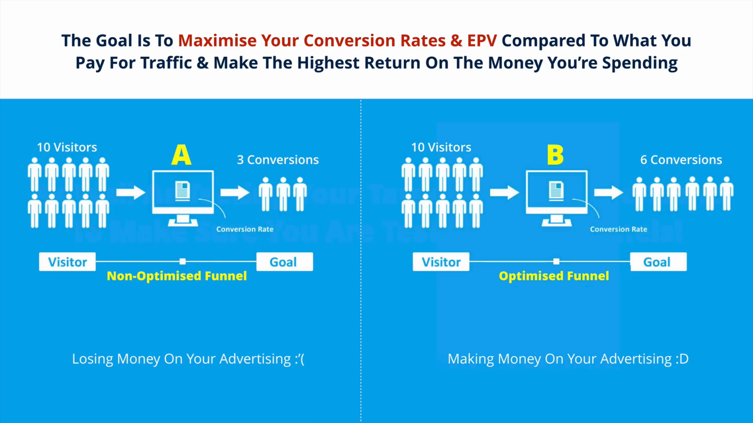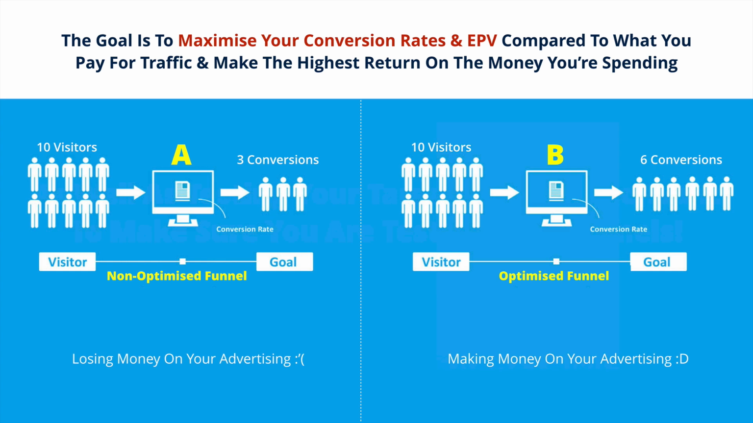Now, as well as testing your targeting, you also want to make sure that you're always testing your funnels, okay? And the goal is to maximize your conversion rates and your EPV, the key metric that we spoke about in part one, compared to what you pay for traffic, and make the highest return on the money that you're spending. So as an example, let's say, for example, that you have a funnel right now that you send your people to, where for every single 10 visitors, you get 3 conversions, okay? And this might not be an optimized funnel. This might be a funnel that you've actually swiped from somebody else, and for you, it's getting you 3 conversions for every single 10 visitors that you have. This might mean that you might be losing money on your advertising, right, in this example.